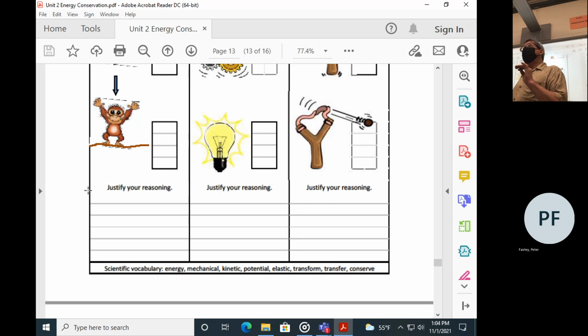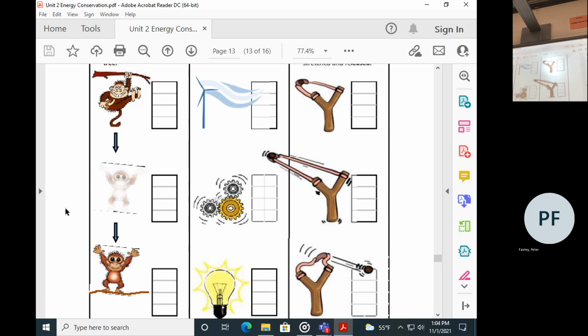Did we see any energy destroyed or created? How can we tell that none was destroyed or created? Well, because the boxes are the same size, aren't they? It's the same amount of energy, total energy, isn't it? But did we see energy changed? Right? So could you use the law of conservation to justify your diagrams? Okay, I would like you to do that now.